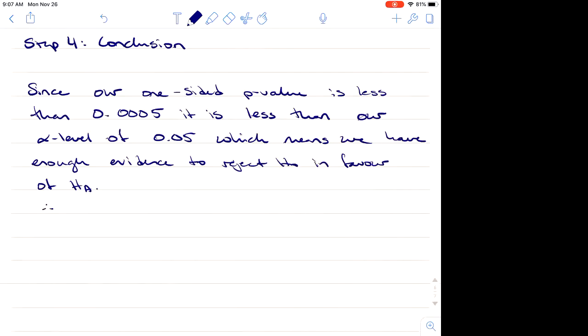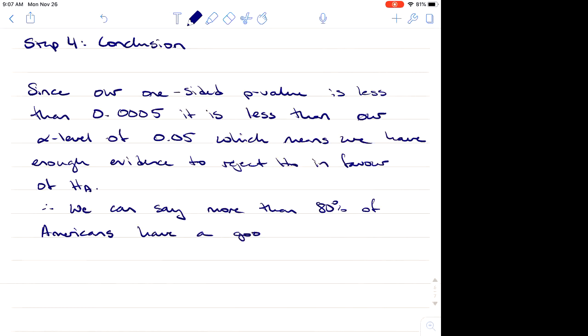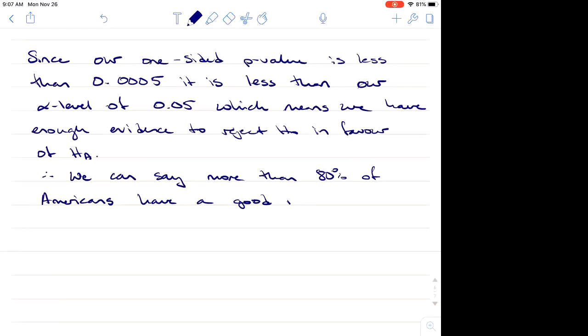Therefore, we can say more than 80% of Americans. And we just reword the question as an answer. It was a kind of a weirdly worded question to begin with. We can say more than 80% of Americans have a good intuition. I don't know about that. Good intuition about experimental design.